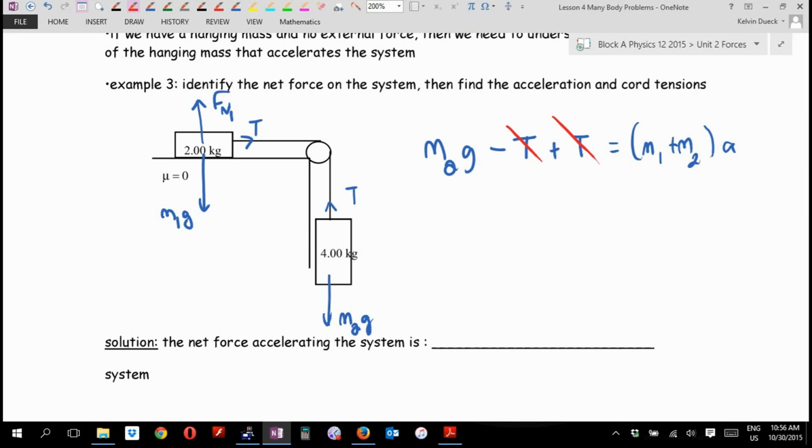Then find... oh, how would I get the A by itself? You may start to notice this gets a little repetitive. I hope it is. Apparently, I'm going to divide by the masses. Yes? A is going to be, the M2G stays where it is.